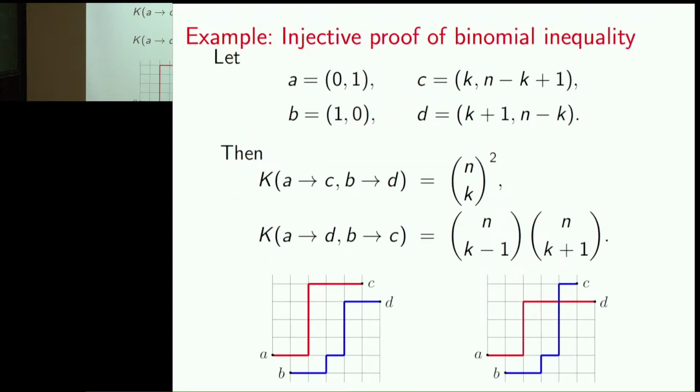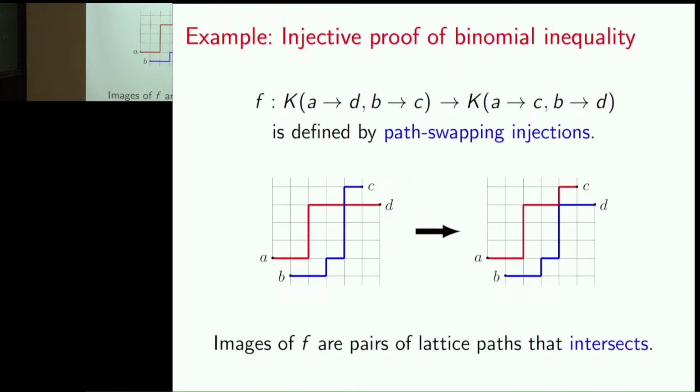I claim that with this choice of A, B, C, D, so these 4 points in the integer lattice, KACBD will be equal to the left-hand side of the binomial inequality. KADBC will be the right-hand side of the binomial inequality. Okay? And therefore, if I want to show an injective proof of this binomial inequality, I can do so by defining an injection sending a path from the left to a path from the right.